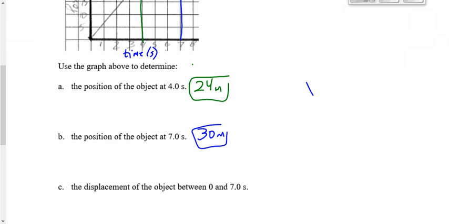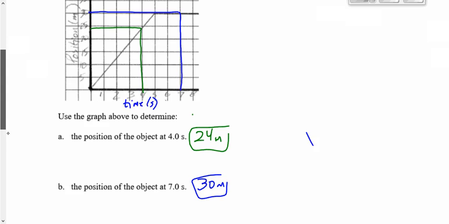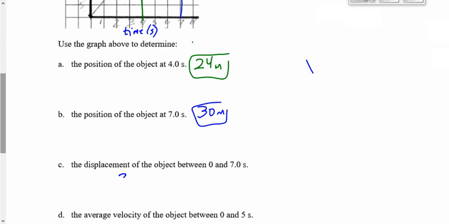The displacement between 0 and 7 seconds. Well, displacement is final minus initial position. The final position at 7 seconds, we just established, is 30 meters. The initial position at 0 seconds is just 0, so it's 30 minus 0, which is just 30 meters.